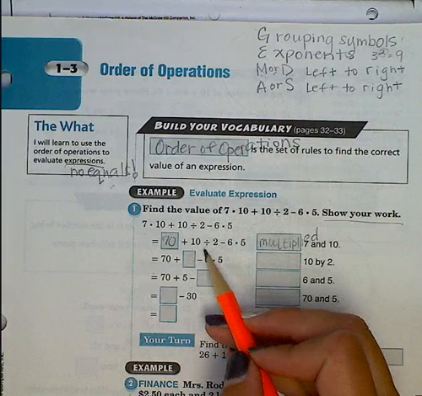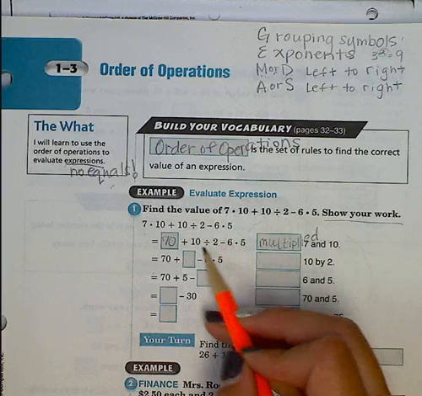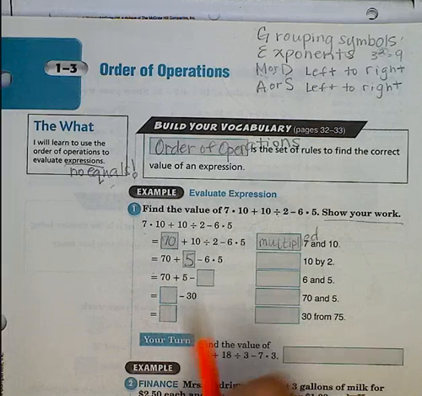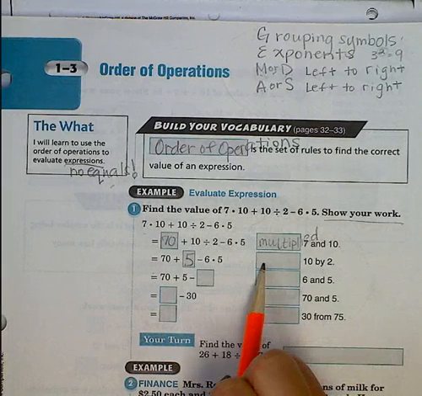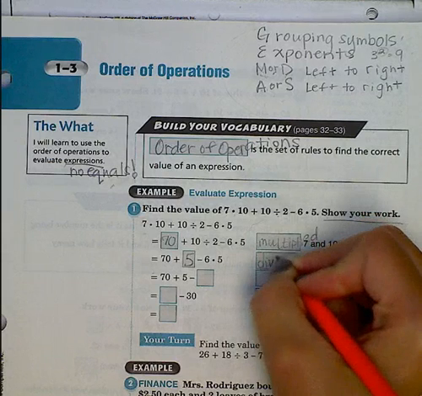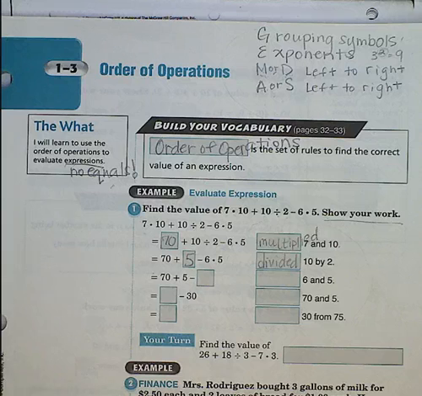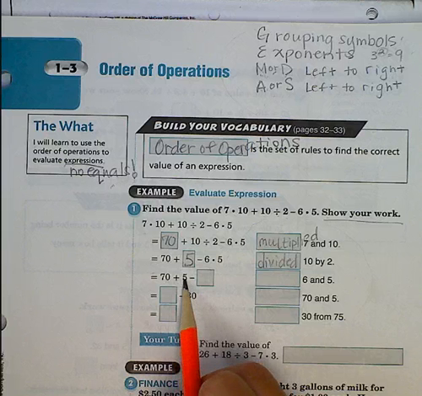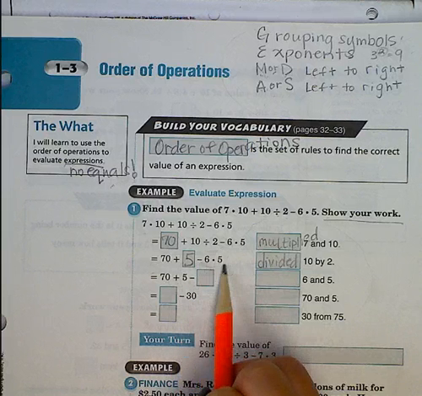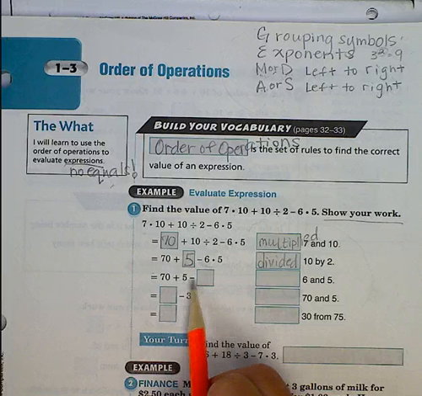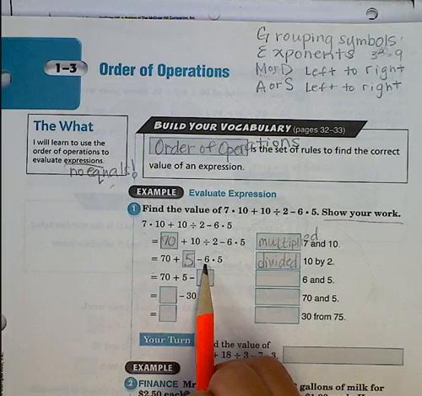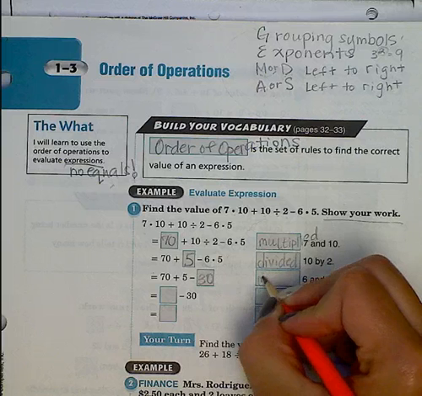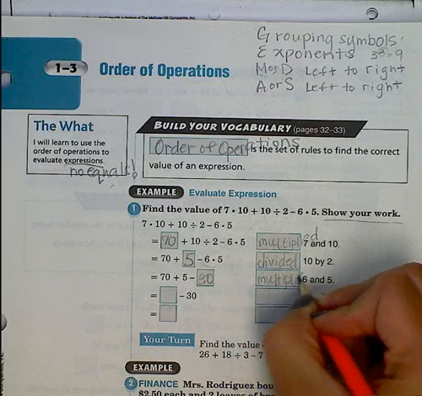Our next division or multiplication is 10 divided by 2. What is 10 divided by 2? It's 5, so we put our 5 here. What did we do? We divided 10 by 2. Now we have 70 plus 5. What's the next thing we do? We multiply this 6 times 5. Remember, we can't do any addition or subtraction until all of our multiplication and division is done. What's 6 times 5? It's 30. We put here, we multiplied 6 and 5.